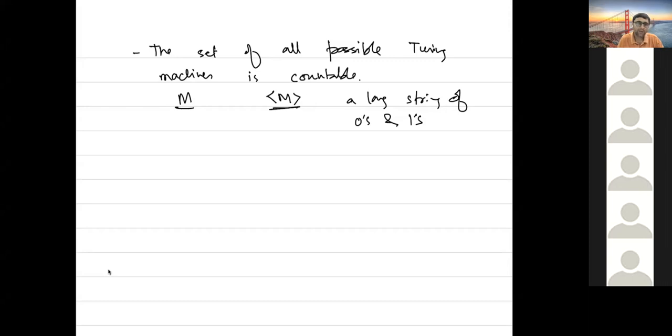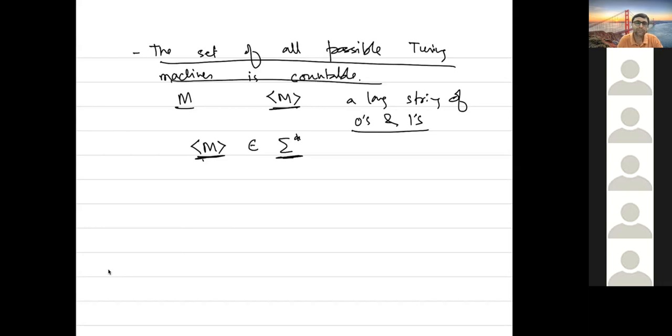So we know that every Turing machine can be encoded into a long string of zeros and ones. Whatever the description of the Turing machine is, it must belong to sigma star, because sigma star contains all possible strings of zeros and ones. And this is again just a string of zeros and ones. So that must belong to the set sigma star. If sigma star is countable, then the set of all possible descriptions of all possible Turing machines must be a subset of sigma star. Therefore, the set of all possible Turing machines is also countable. Right or wrong?